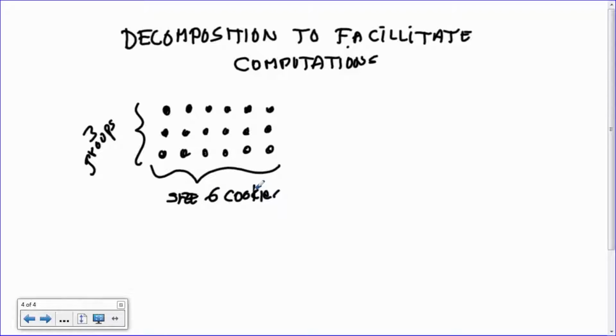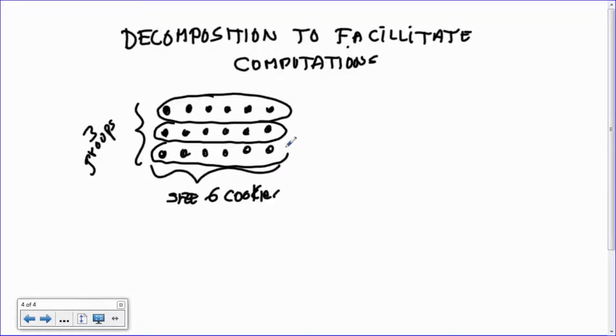So I have 3 groups of size 6 cookies. So here's a group, here's a group, here's a group. So 3 groups of cookies. There's 6 cookies in each of the groups, or it's 3 boxes of cookies, and there's 6 cookies in each box. What would happen if I took those 3 groups of cookies and merged them together into a single target set? How big would it be?